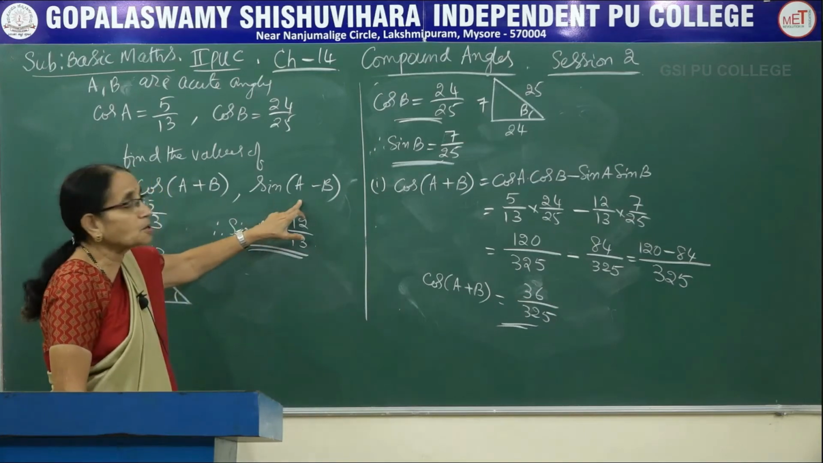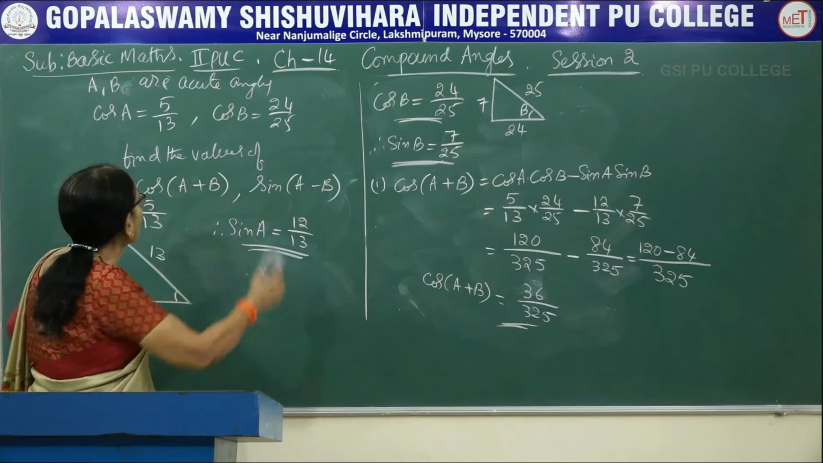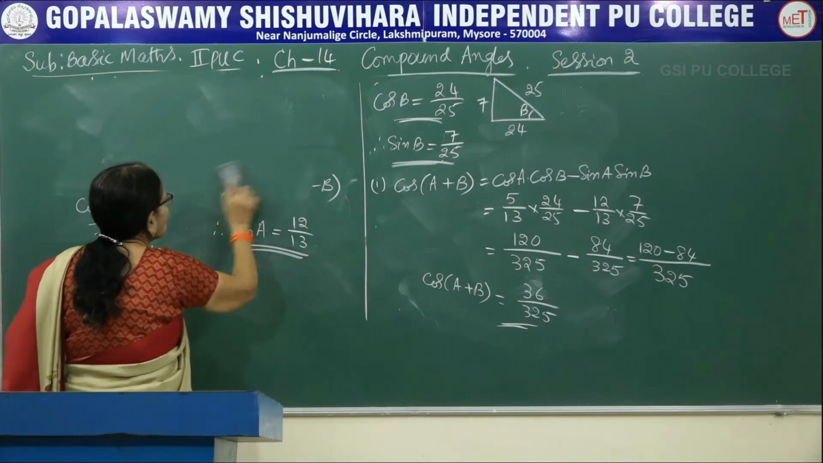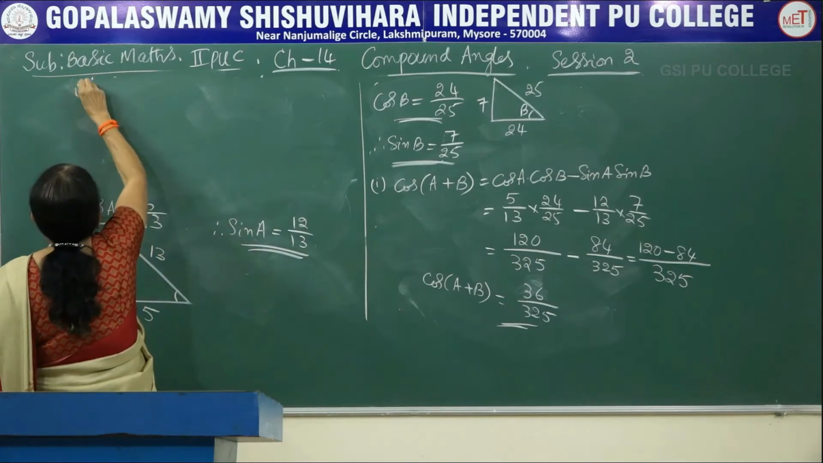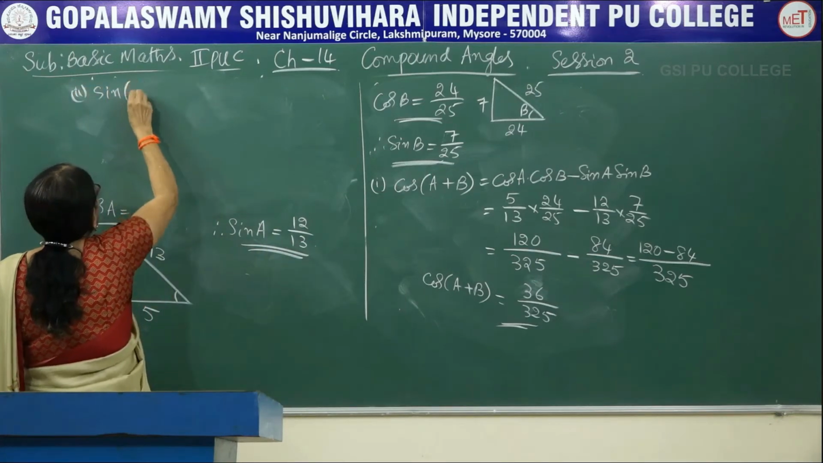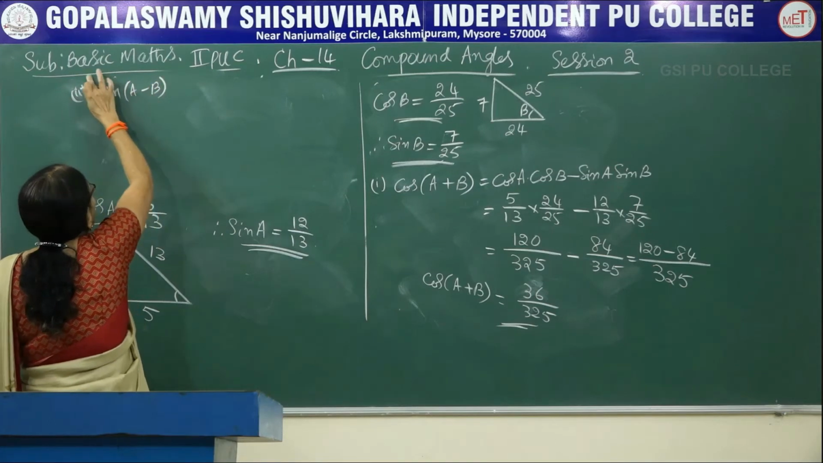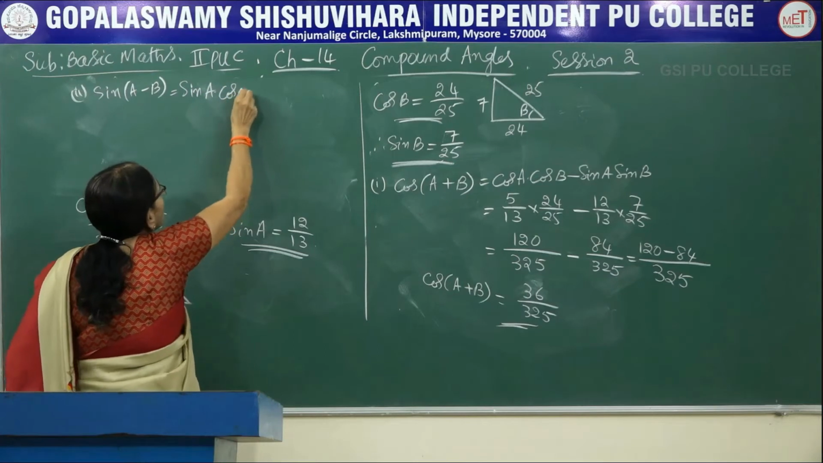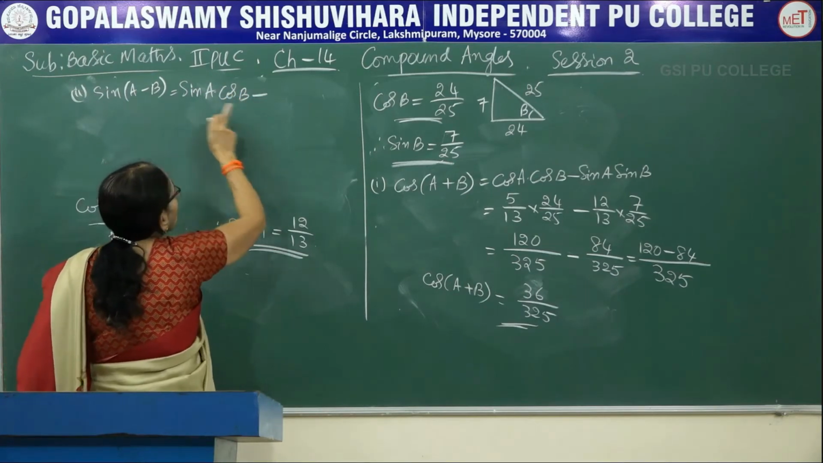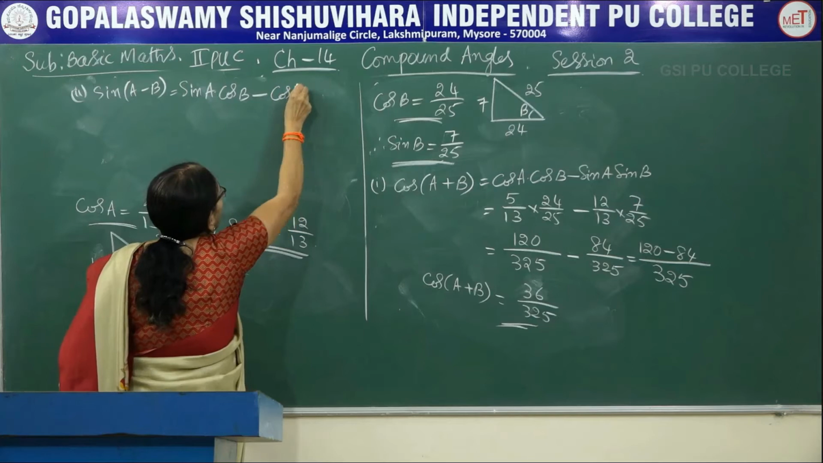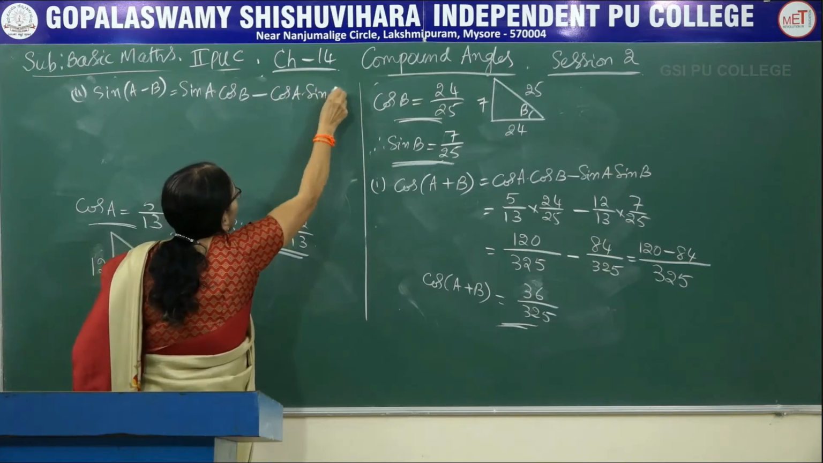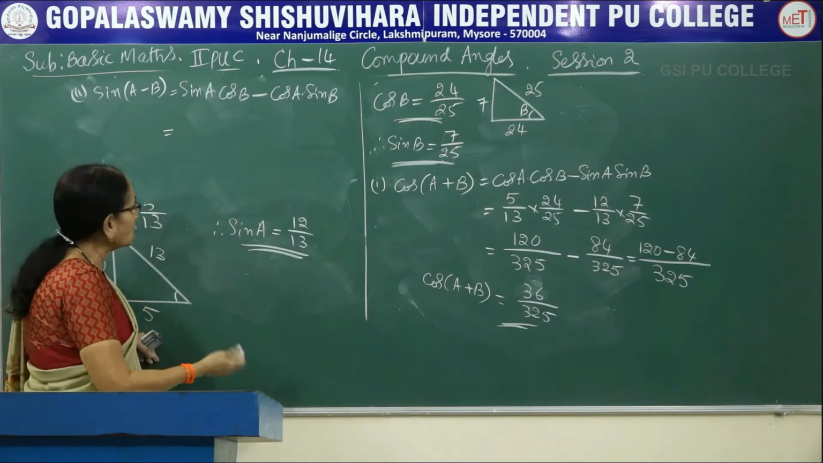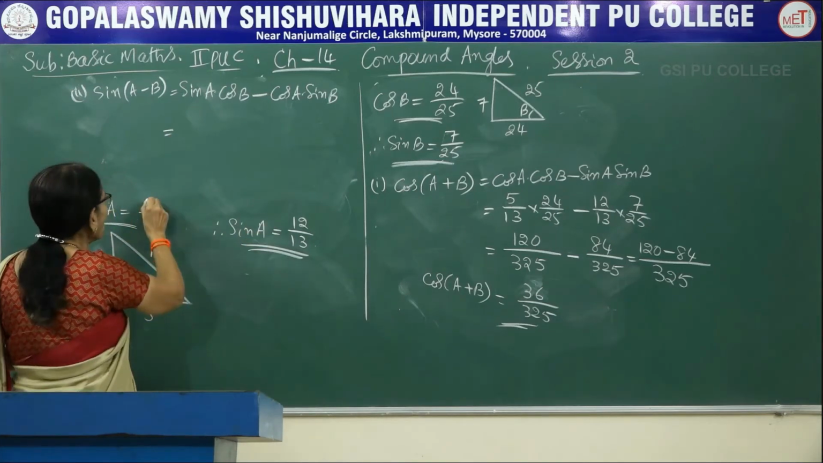Now what is the next expansion we want here? Sin of A plus B. So let me write the formula first and then we do the calculation. The second one is sin of A minus B. What is the expansion? Sin of A into cos of B minus. Here also minus, here also minus. Cos A into sin B. Now again all the four values have already been calculated.